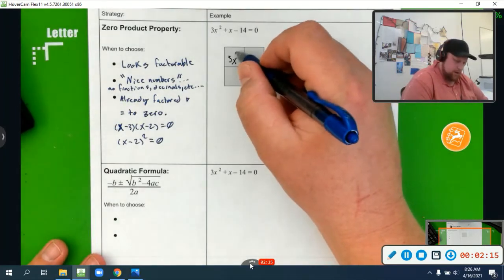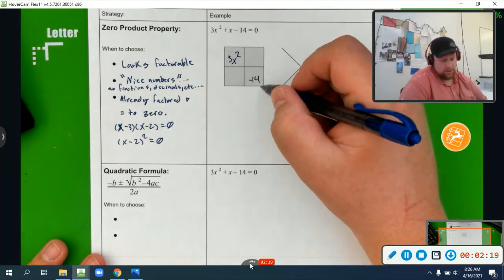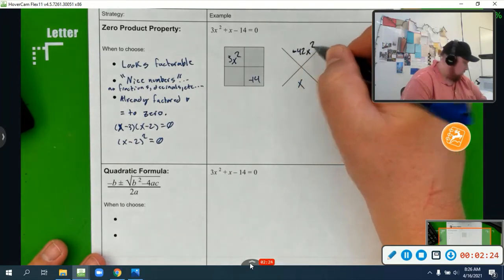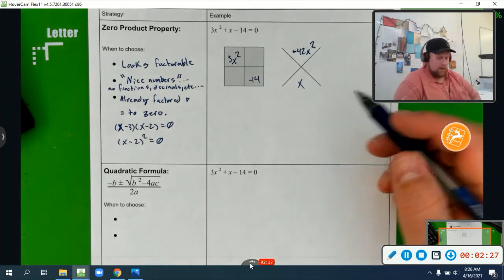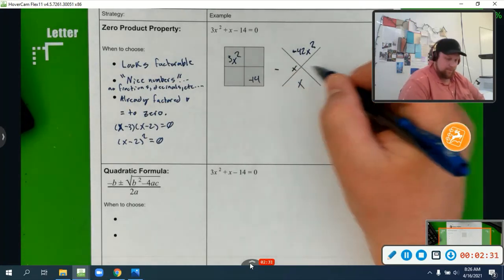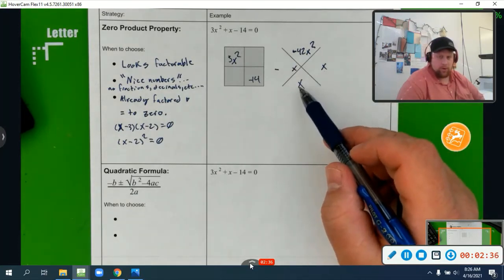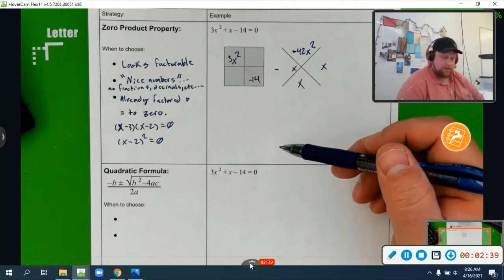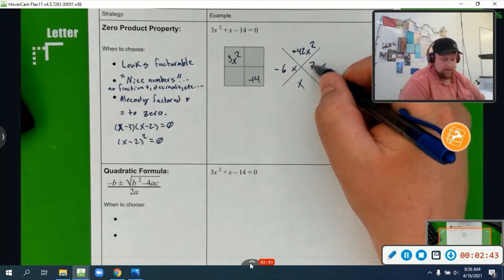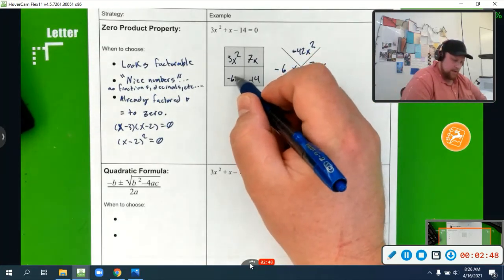So 3x squared minus 14x. 3 times 14 is 42, so negative 42x squared. Okay, and what factors of, well, we know one of them is going to be negative. And in fact, we know the positive needs to be bigger, so this is positive. They're only one away from each other. So what factors are only one away from each other and multiplied to be 42? Well, that's going to be negative 6x and 7x. So I'm going to go ahead and put 7x right here and negative 6x.